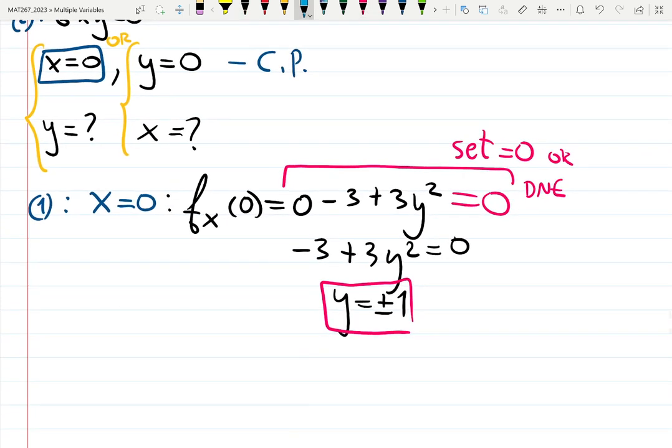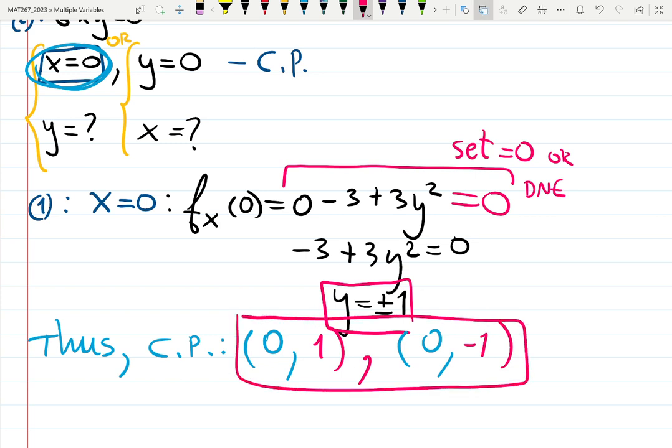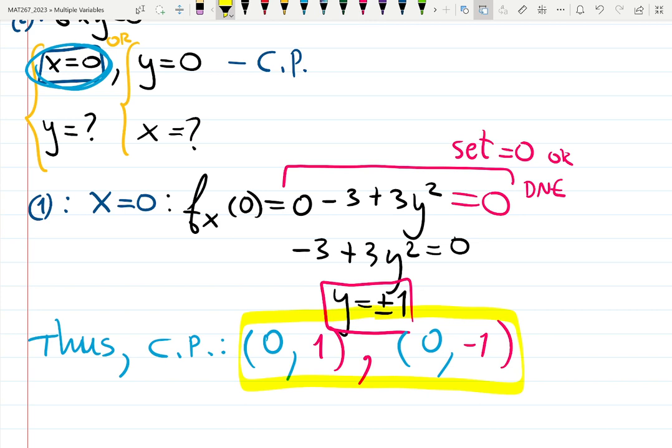Thus, therefore, thus is the shortest one to write. We have 2 critical points from this first case. Remember, x was 0, so it's 0 comma something, 0 comma something. And then we found y, let me put it in pink: y is 1 comma negative 1. Put it in the box, we will need all the points. We just found 2 points.